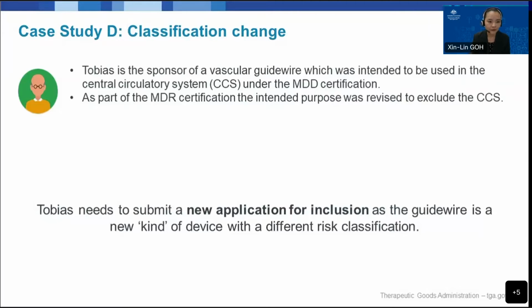And moving on now to our final case study, we have Tobias, who is the sponsor of a vascular guide wire, which was intended to be used in the central circulatory system under MDD certification. And as part of the EU MDR certification, the scope of the certification was reduced and the intended purpose was revised to exclude the CCS. So in this case, Tobias will need to submit a new application for inclusion as the guide wire is now a new kind of device with a different risk classification.